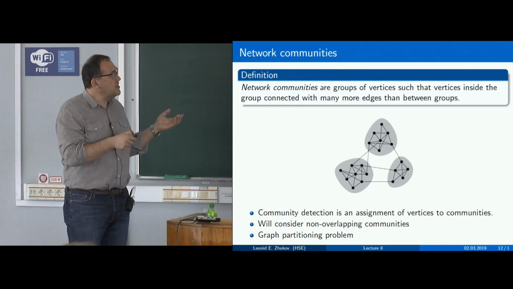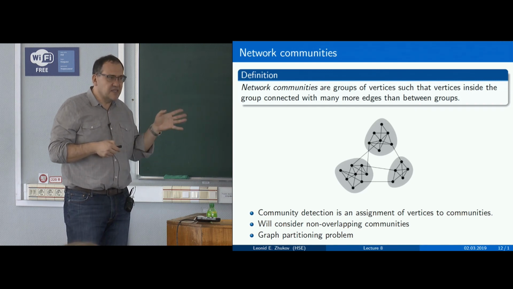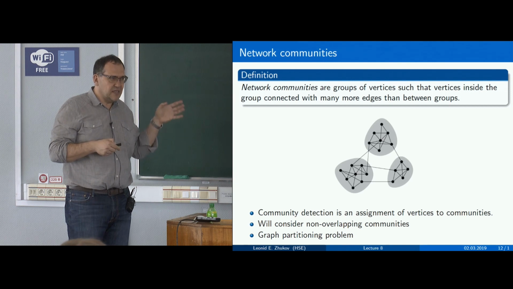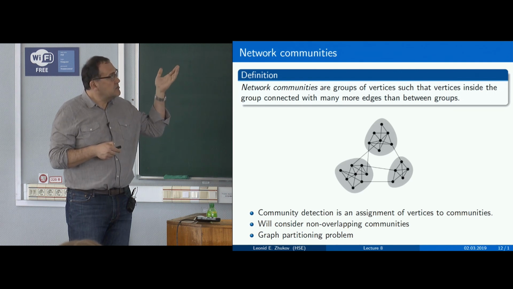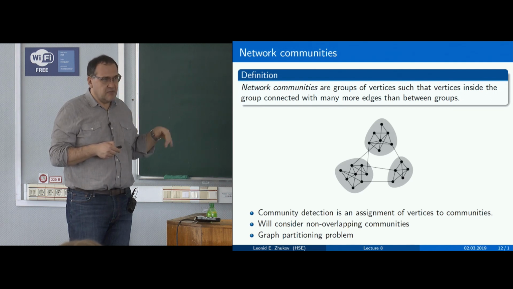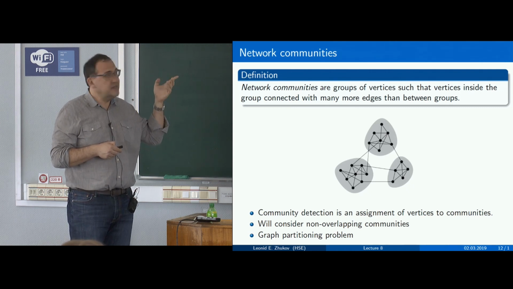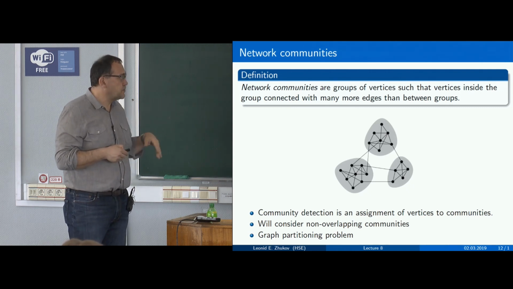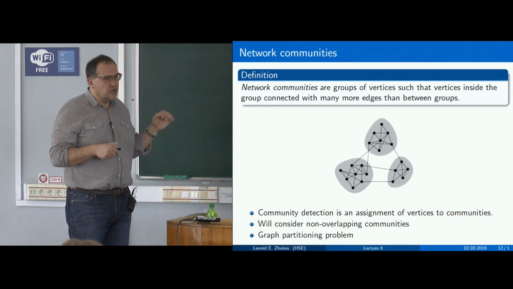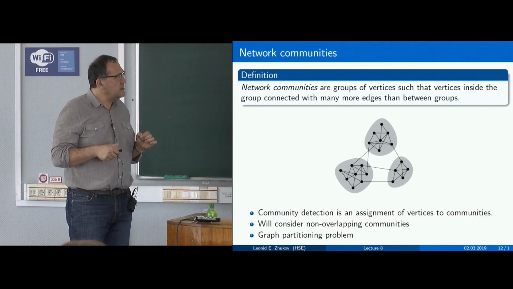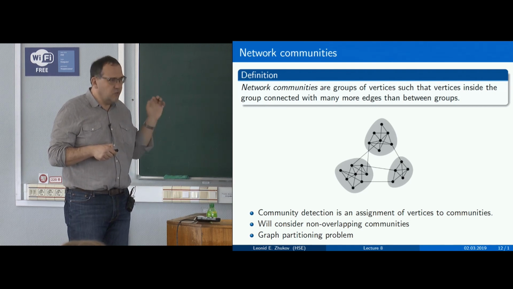But based on the definition, there is no precise condition that has to be satisfied, except that the density has to be higher inside than in between, right? And in fact, if you look in Wikipedia, you might even find a slightly different definition of what a community is. Now, we're going to consider non-overlapping communities, which means when we say a node belongs to a community, it belongs only to one community.